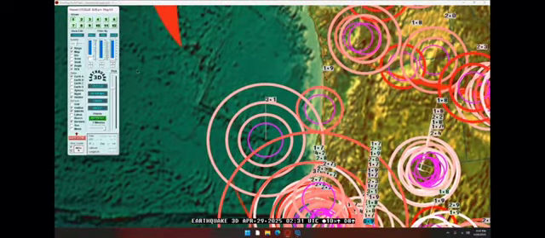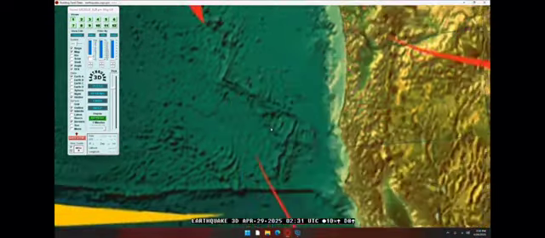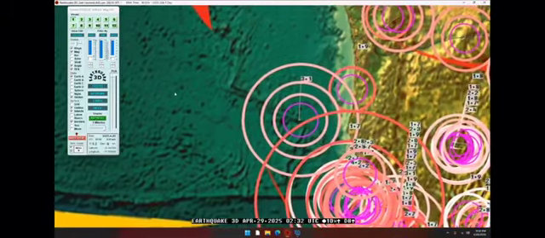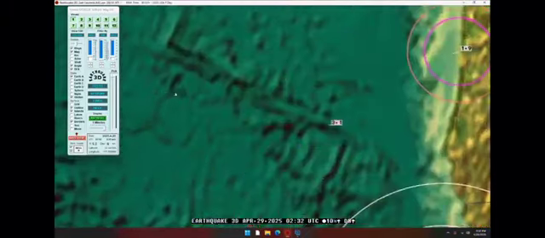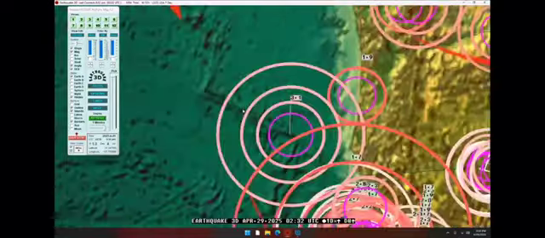Let me see if it's still even on here. It's not. It's from last week. So it was like a 4.6 or a 4.7 or whatever that struck out here. I don't have the actual number, so I'm just going off memory here. But it was right out here on the Juan de Fuca, and I was looking for it to strike here.